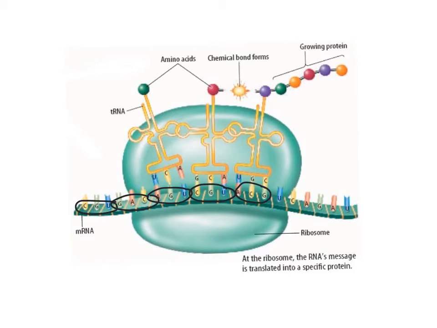And then we have the tRNAs coming in, each with their own amino acid at the end, and we can see this growing protein. Now, a couple things I want to add on. It says a chemical bond forms. This specific bond is known as a peptide bond, and you might recall that from back in September. So the bond between 2 amino acids is a peptide bond.